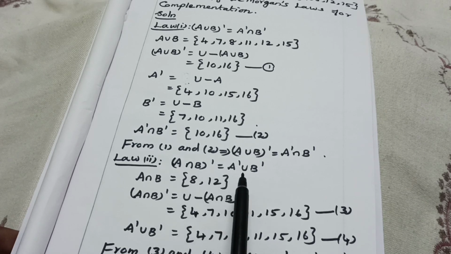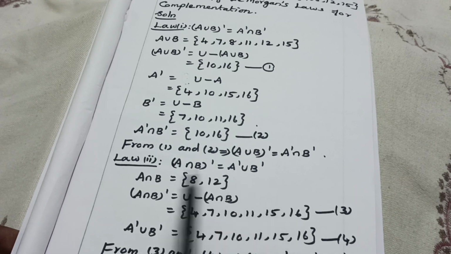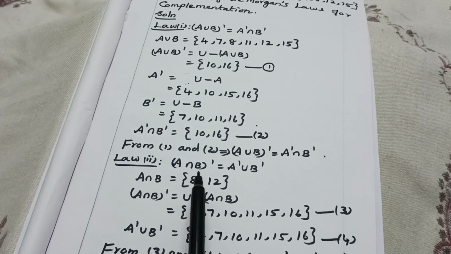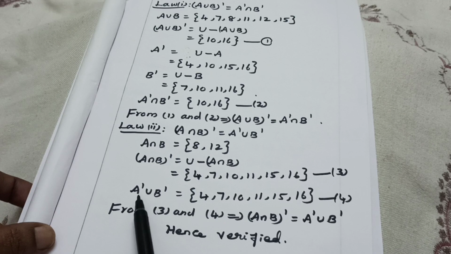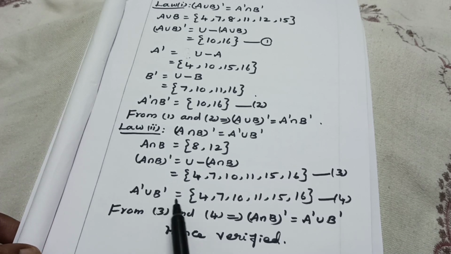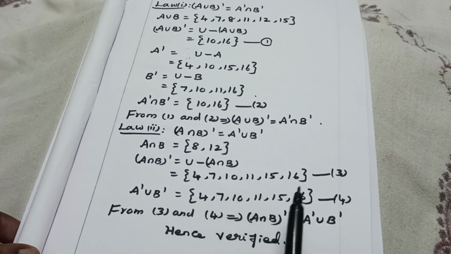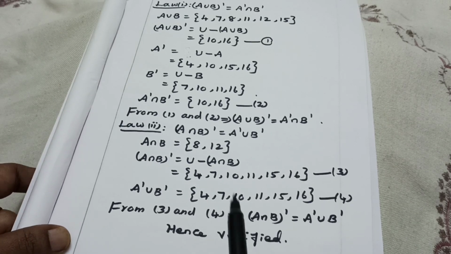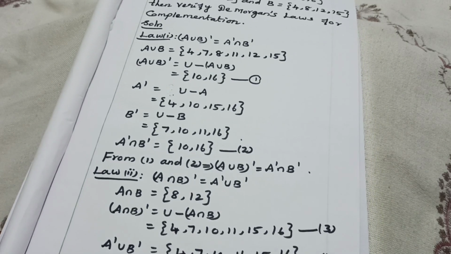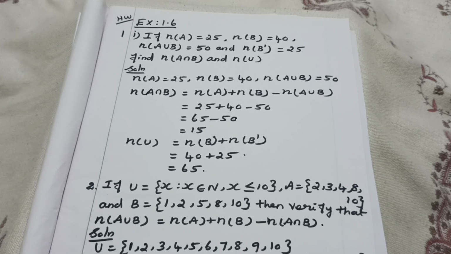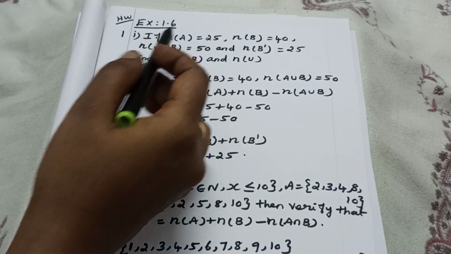Then like that, the second law: A intersection B the whole dash is equal to A dash union B dash. So here first we have to find A intersection B and afterwards A intersection B the whole dash. Then the answer is 4, 7, 10, 11, 15, 16. Did you get it? Check your answers. Very good. Then right hand side, you take A dash union B dash, it is the same answer only. Then 3 and 4, these two are equal. Hence verified.